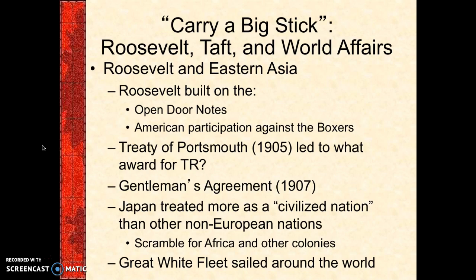Japan really is treated more as a civilized nation than other non-European nations. Japan has tried to be an imperial power in order to stand up to other imperial powers ever since the 1850s, ever since Matthew Perry and all that business that we spoke about a few chapters ago. So make sure you're familiar with Japan's role in imperialism. We will absolutely come back to Japan. I'm thinking here of World War II, of course.